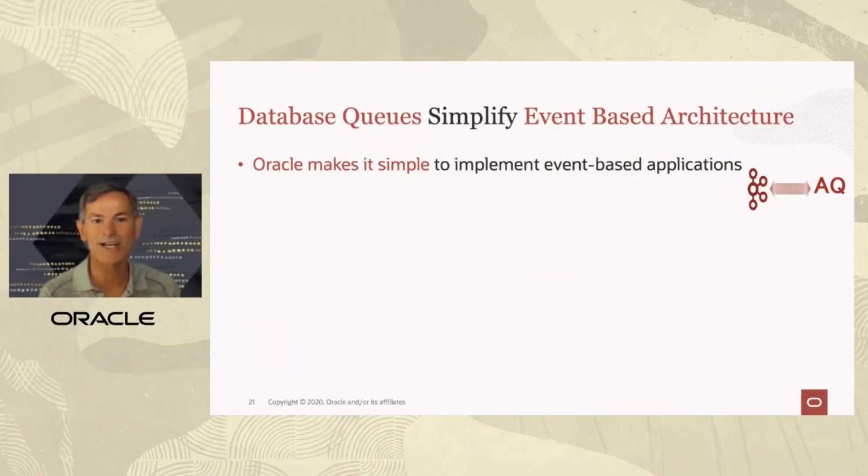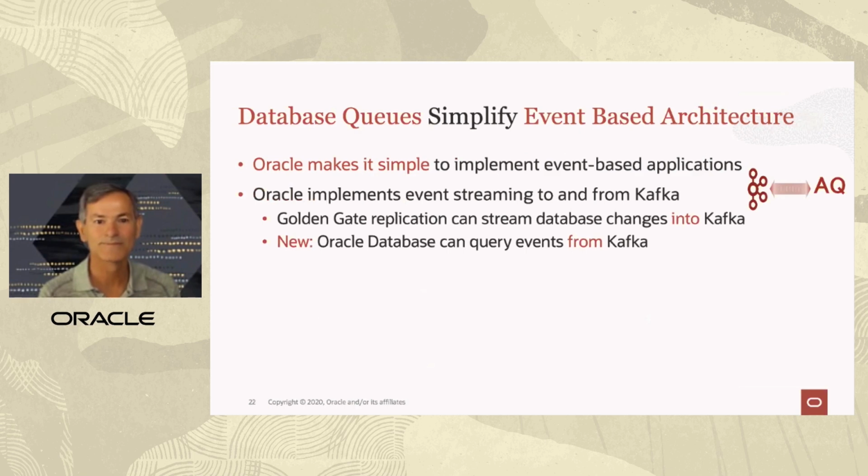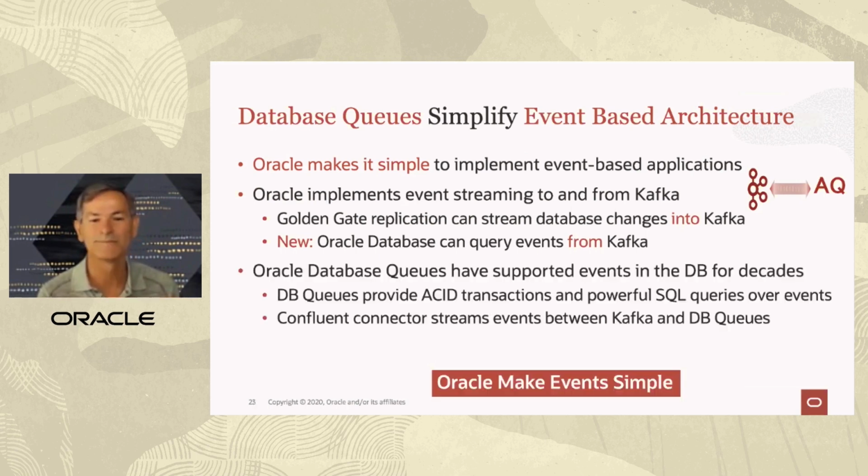Okay, next let's talk about event-based architectures, another very popular development paradigm. In Oracle, we have something called database queues that make it easy to implement event-based applications. Oracle implements event streaming to and from Kafka. For example, GoldenGate replication can stream database changes into Kafka. And we have a new Oracle database capability that allows you to query events out of Kafka.